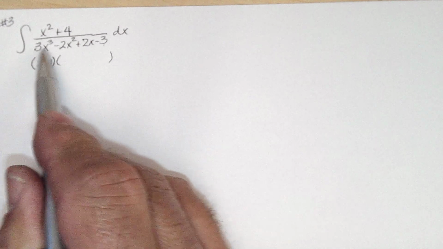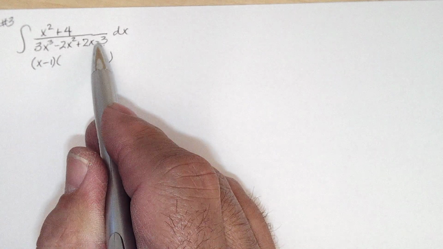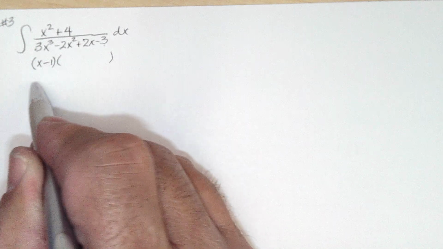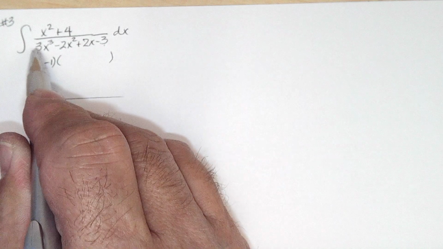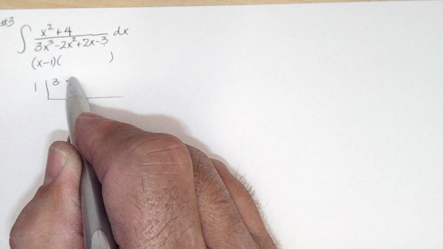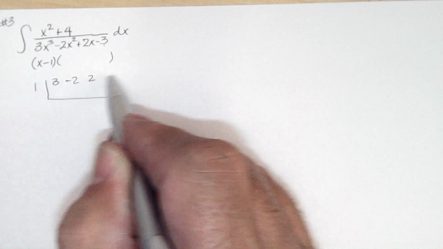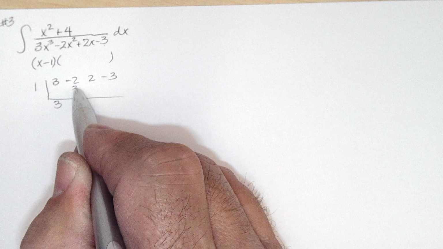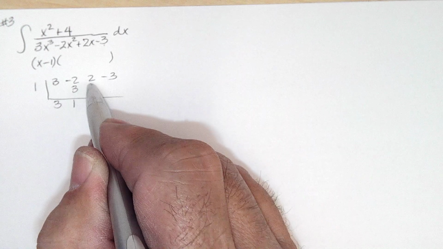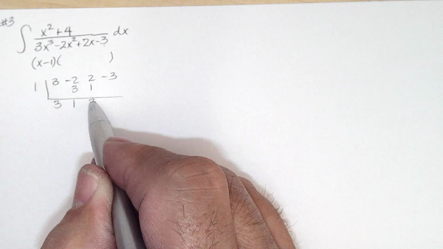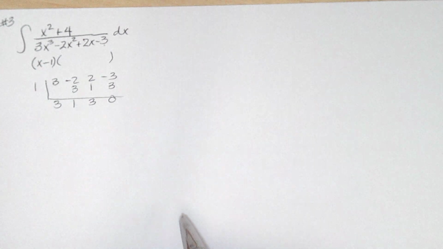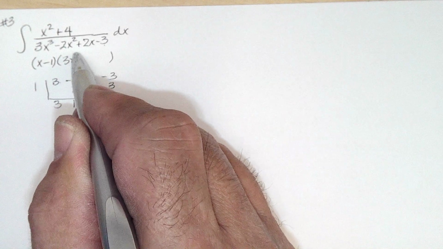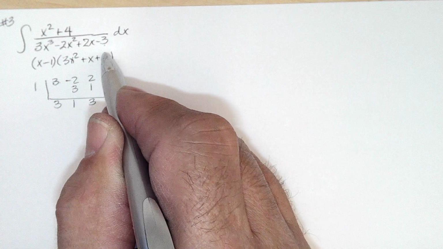And to find out what the other factor is, you can divide this in there, or if you remember synthetic division, you can use what makes this 0, 1, and synthetically divide it into 3x to the third minus 2x squared plus 2x minus 3. You get 3 times 1 is 3. Add them and you get 1. Multiply, you get 1. Add them, you get 3. Multiply them, you get 3. Add them, you get 0. And it goes in evenly, leaving, this was x to the third, so this is 3x squared plus x plus 3.